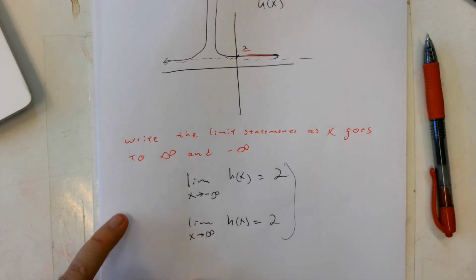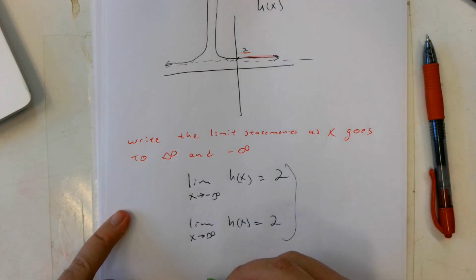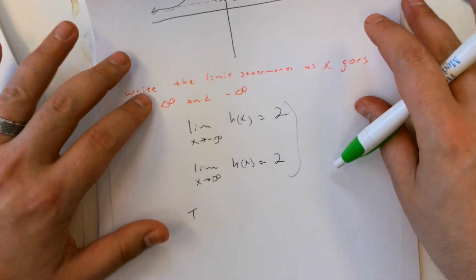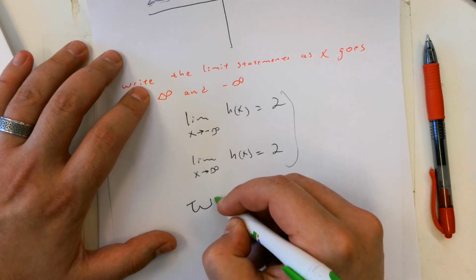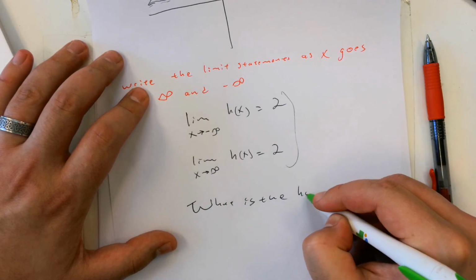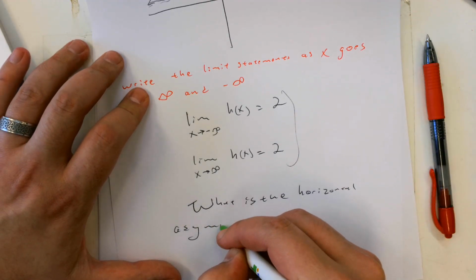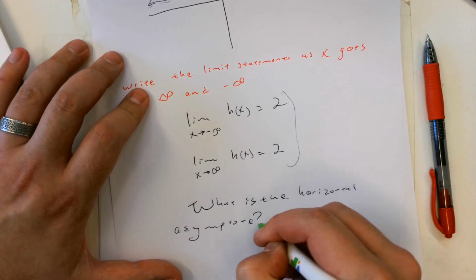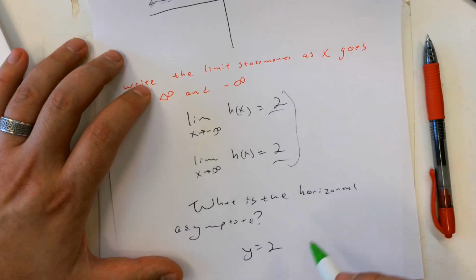If I were then asked to identify from the graph the horizontal asymptote, I would say, ooh, that's a little low. Move that up a little. If I were to then ask, what is the horizontal asymptote? That would be y equals 2. These are all equal to 2.